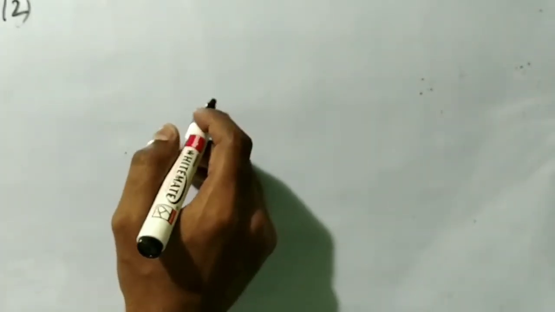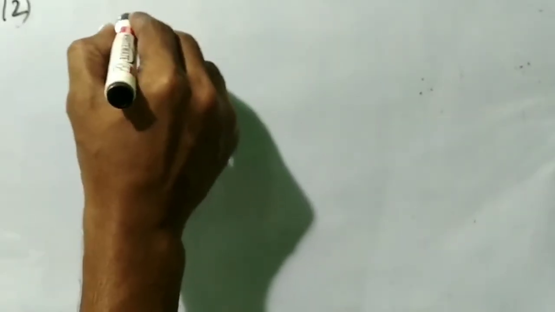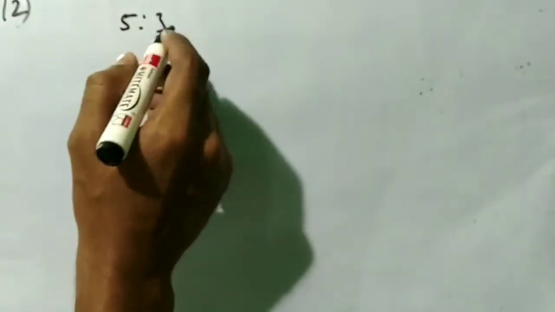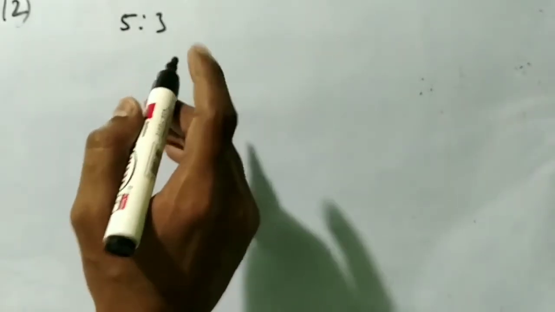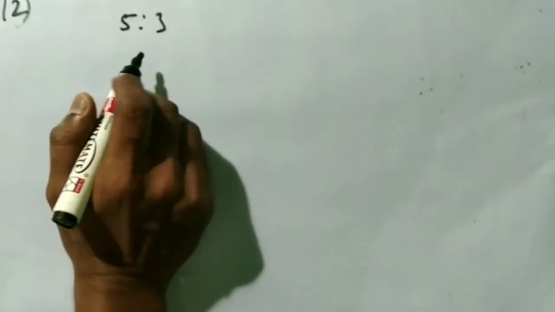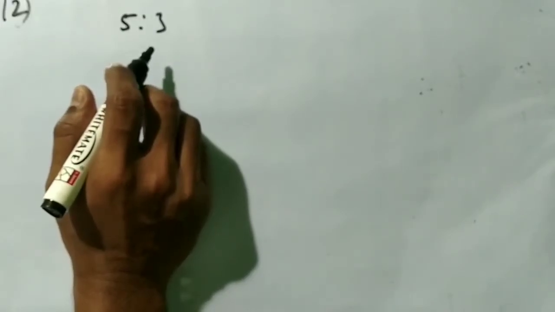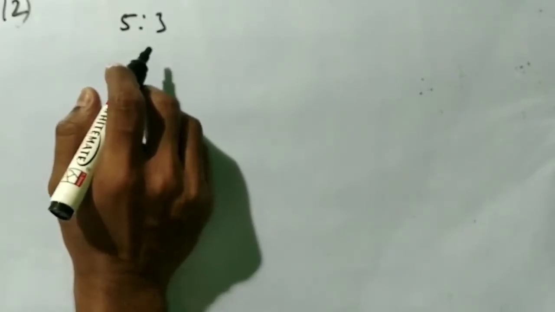So here they have given the 5:3 ratio. The two numbers are in the ratio of 5:3, and also they have given one hint: among the two parts, one part is 10 more than the other. So let's think of the two numbers here.